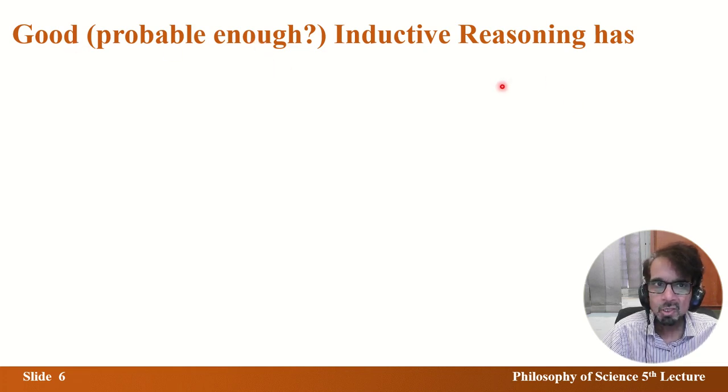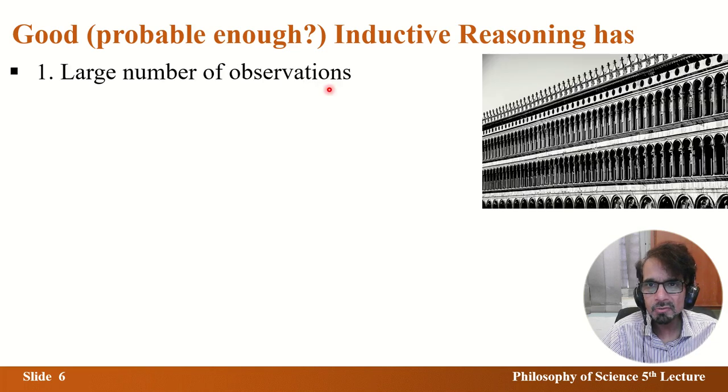Whatever it is, if inductive reasoning is good, if it is good to rely on, then that should be a generalization from a larger number of observations. If you have many pillars and you say that many pillars are black, and you say all pillars are black, and if it is a large number of pillars, then your reasoning is better.